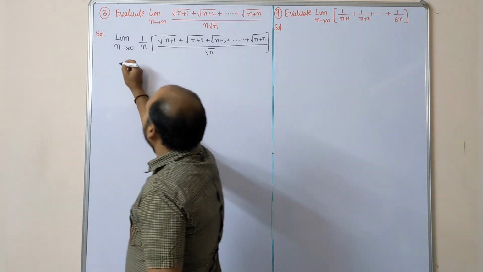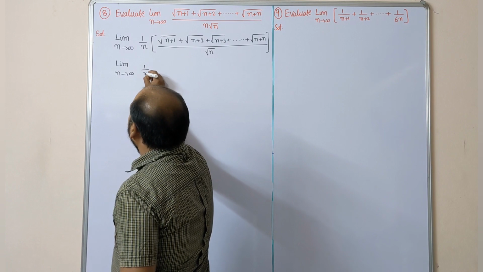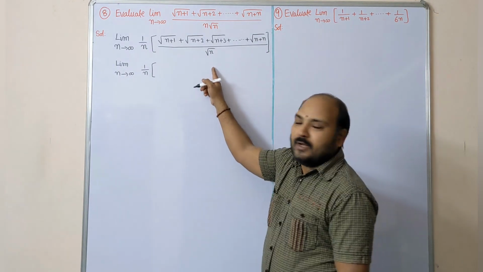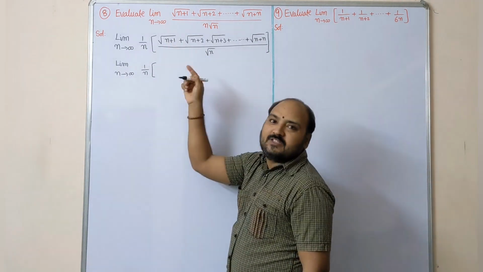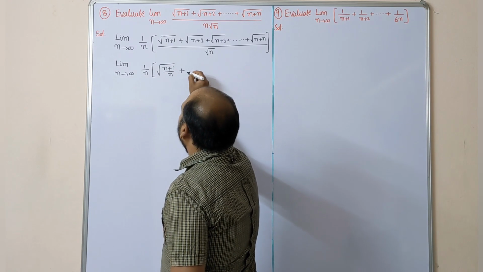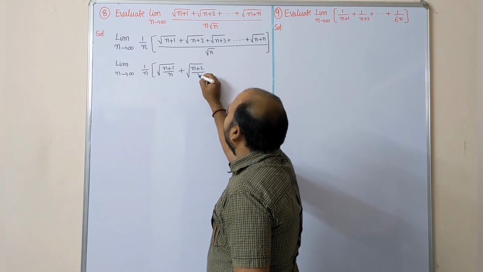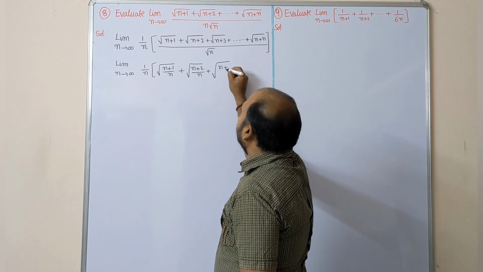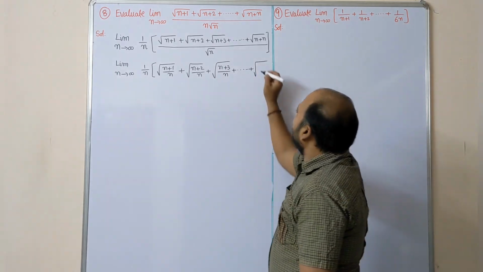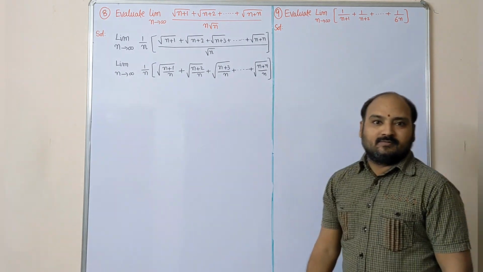Later on, limit n tends to infinity 1 by n. So root n plus 1 by root n. We can write root a by root b means root a by b. So root of n plus 1 divided by n, plus the second term root of n plus 2 divided by n, plus root of n plus 3 divided by n, plus and so on, root of n plus n divided by n. I hope everyone understands.